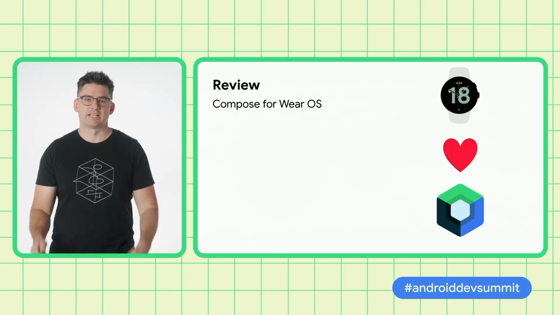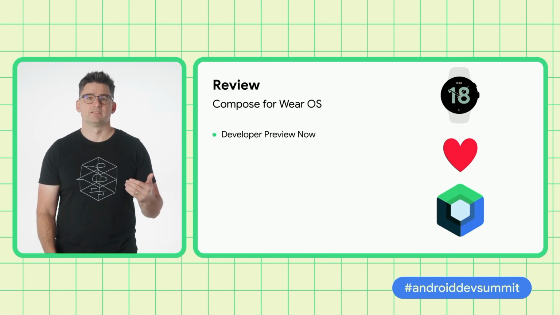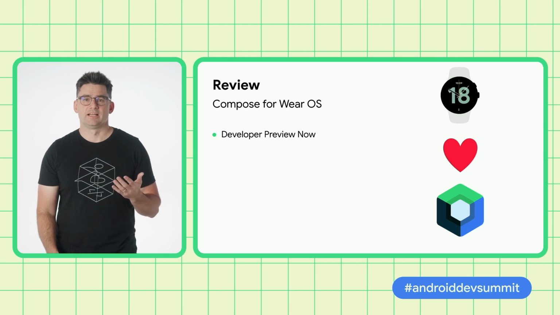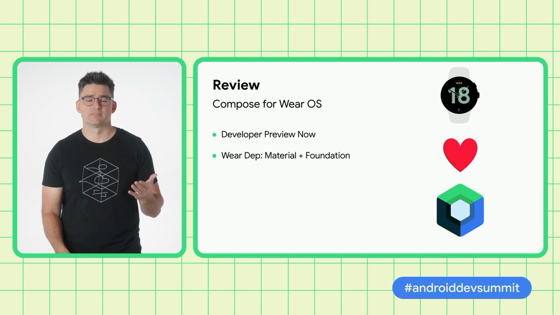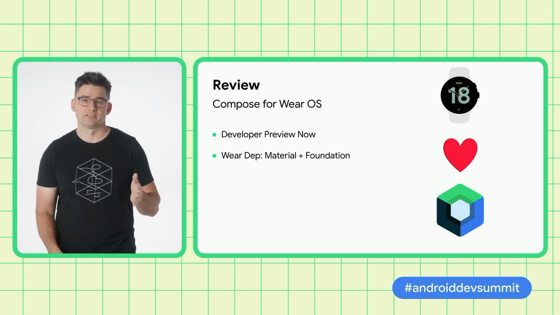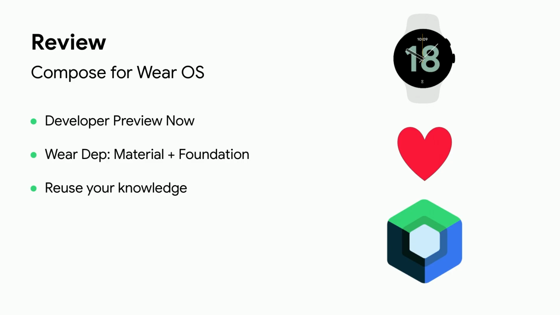All right, let's recap. So first, we're in developer preview now. We've had a lot of alpha releases, and we're ready for your feedback. For Wear Compose, make sure you set the right dependencies. You want to replace material, and you want to add foundation. And if you are using navigation, replace that as well. All that knowledge you've built up on Compose translates directly to Wear Compose, so you can build beautiful UIs fast. Just like the mobile alphas and the developer previews, we want to include your feedback. So make sure you give it to us, which leads us to the last slide.